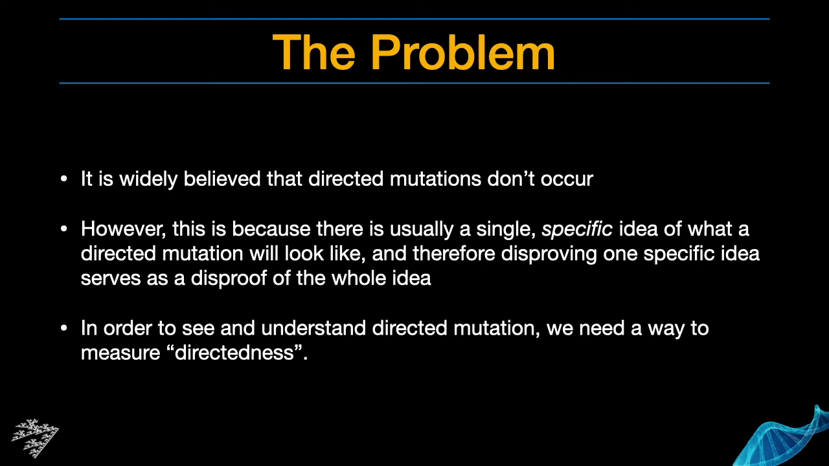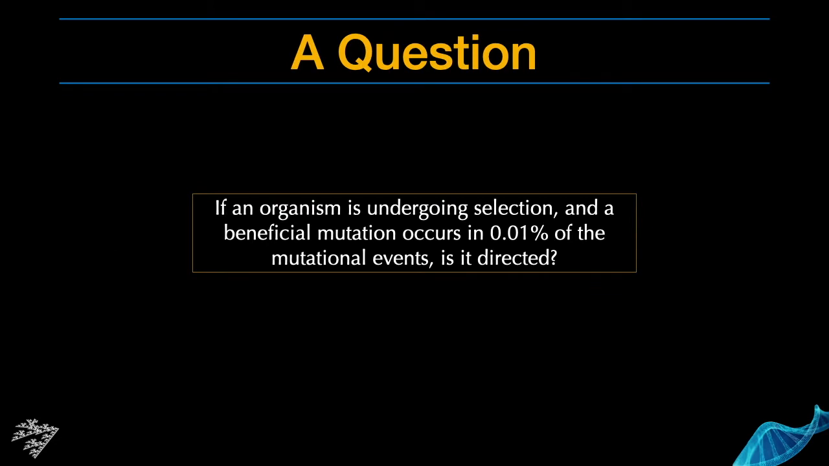So let me pose for you a thought question. There's not actually a right or wrong answer to this. I just want you to think about it. Let's say that we have an organism and it's undergoing selection, and there's a beneficial mutation that occurs in 0.01% of the mutational events. Is that directed? So think about that. There's a beneficial mutation in 0.01% of the mutational events. Is it directed?